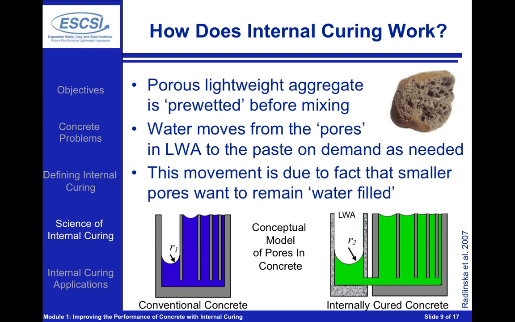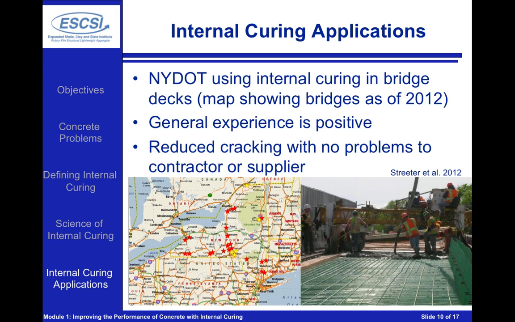However, the lightweight aggregate has water, and that water can be supplied to the matrix. So water will move from the pores in the lightweight aggregate into the matrix as it's needed, and this will reduce the pressure that develops inside of the fluid. This will keep the paste pores filled, and this will reduce the effects of self-desiccation. Now, some of the advantages of this: it's going to allow more of the cement to hydrate. In addition, it's going to reduce the overall shrinkage stress that's developing.